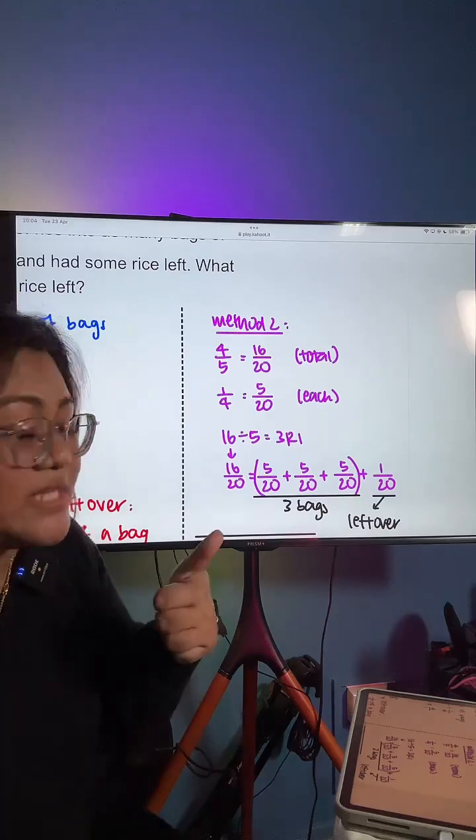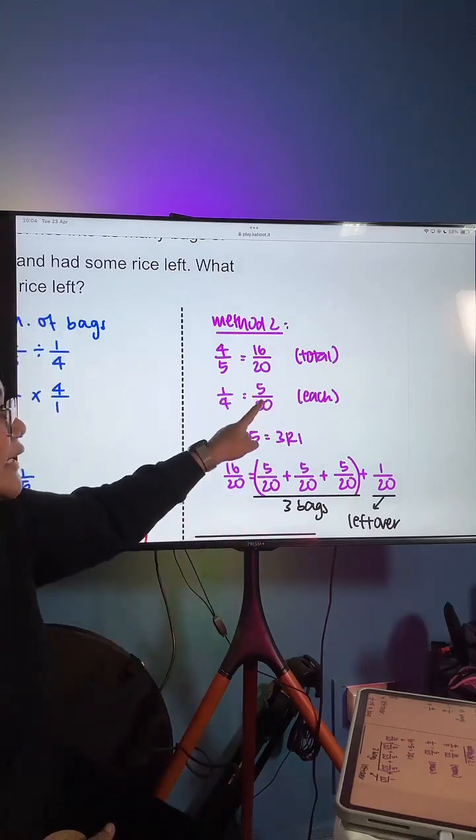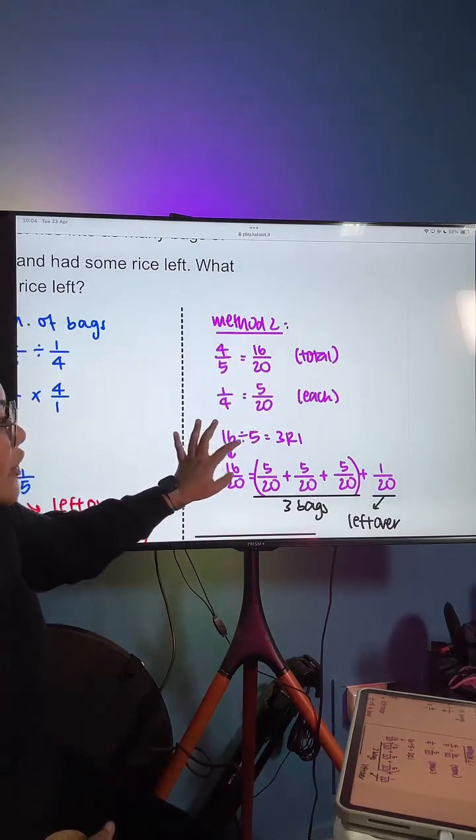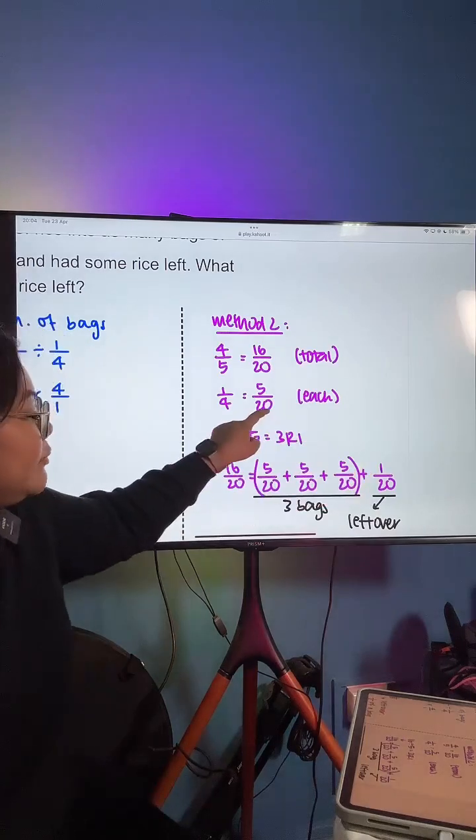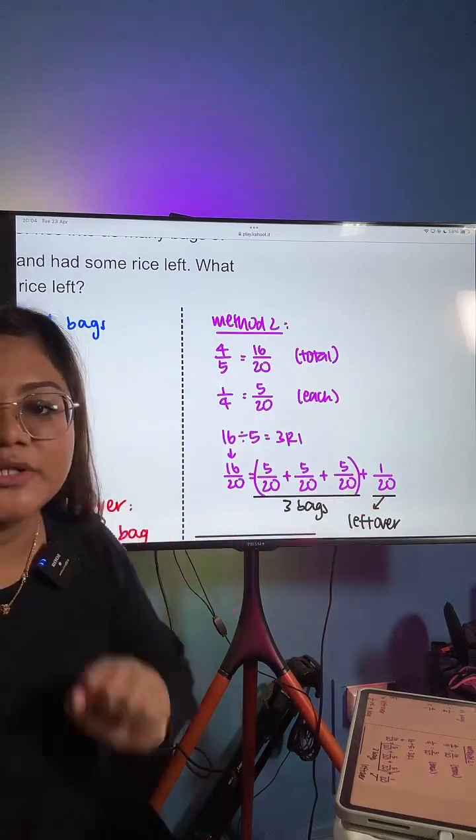Easy. So far easy. Step 1, change to the same denominator. Step 2, divide the numerators. Your remainder here, put it on top. Your denominator, put it at the bottom. That's it. That's your remainder.